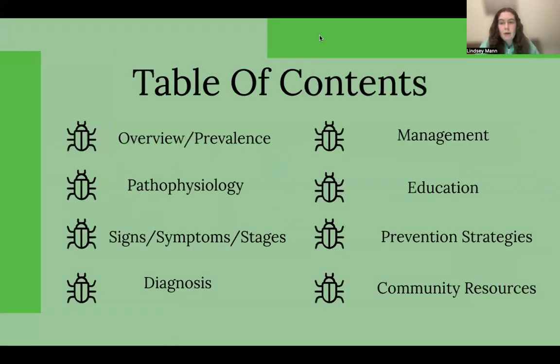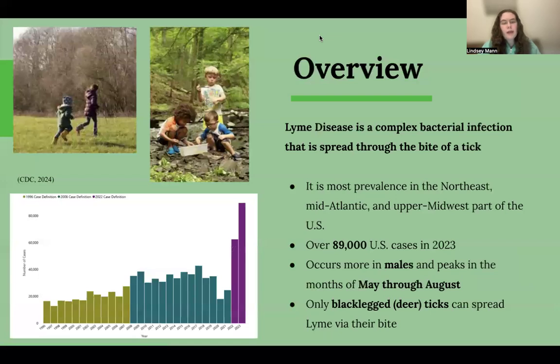So, first up is the table of contents. I'm going to be talking about an overview of what Lyme disease is, as well as its prevalence, and then getting more into the pathophysiology behind the disease, as well as the signs, symptoms, and the different stages they go in, as well as how to diagnose and manage the condition, educational tips, prevention strategies, and community resources as well.